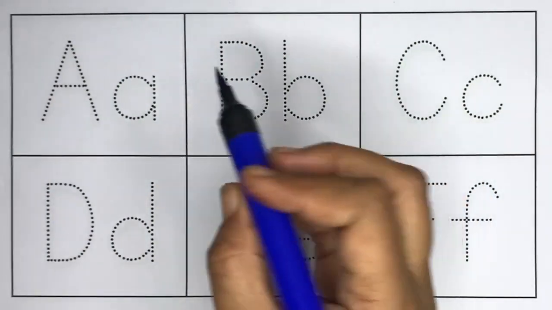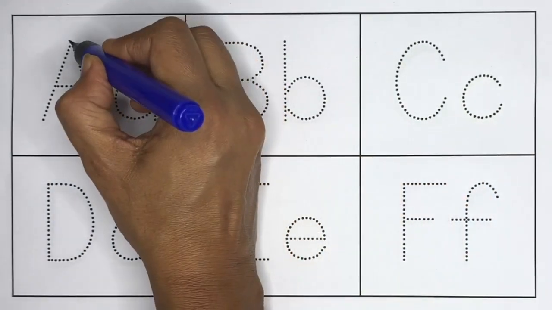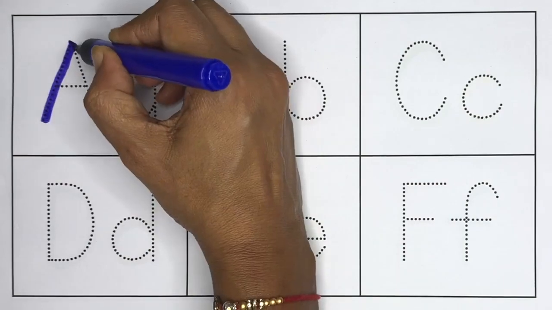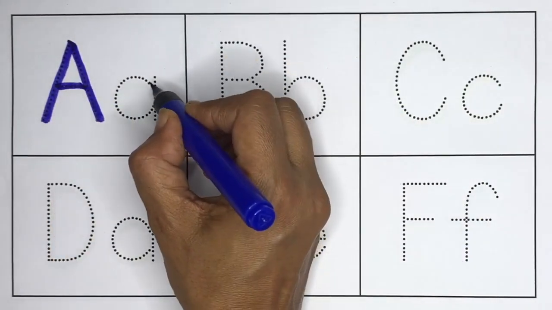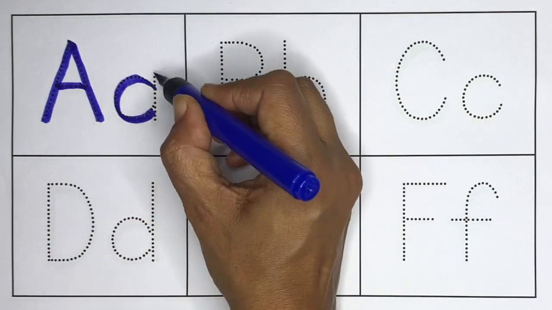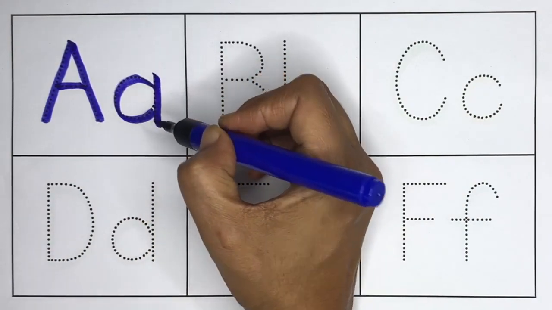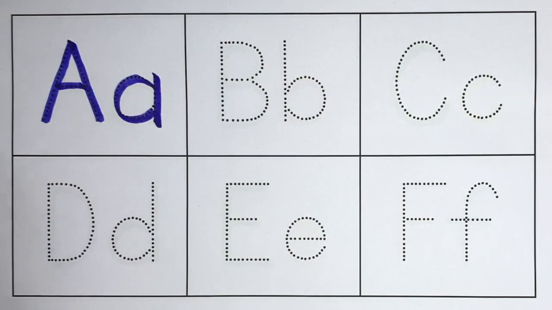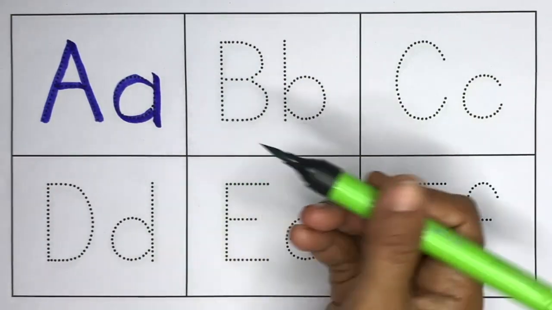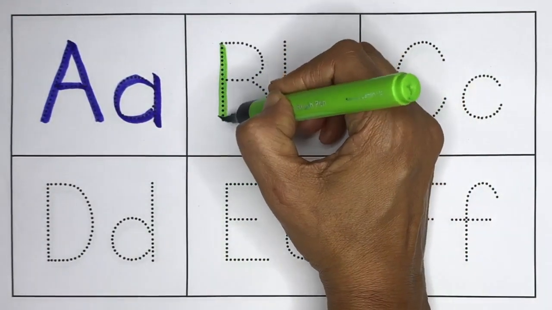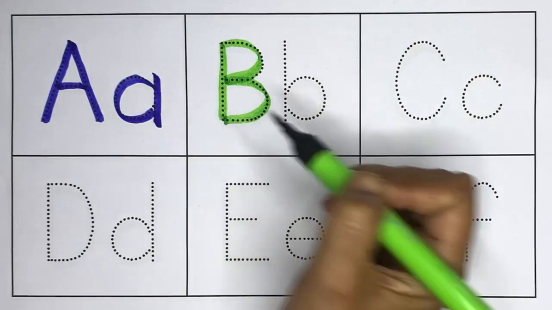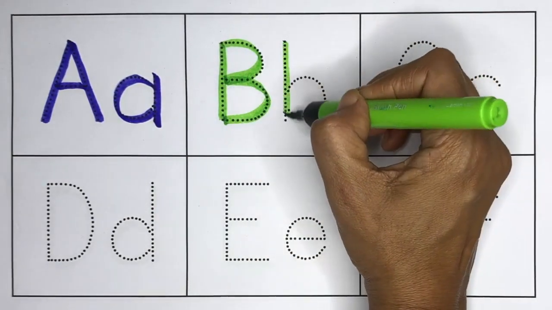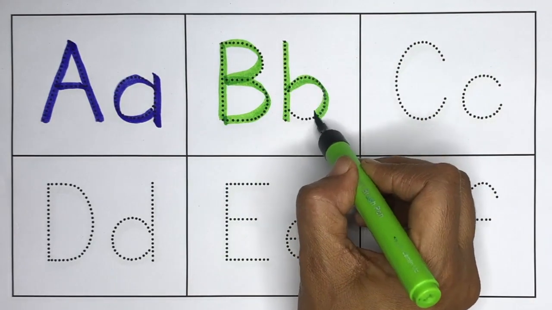Dark blue color. A. A for apple. A. A for apple. Light green color. B. B for ball. B. B for ball.